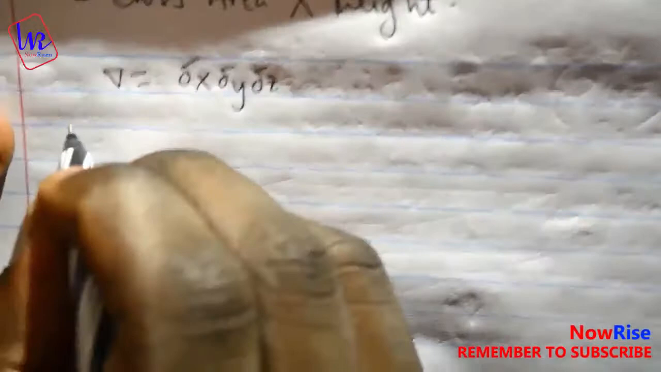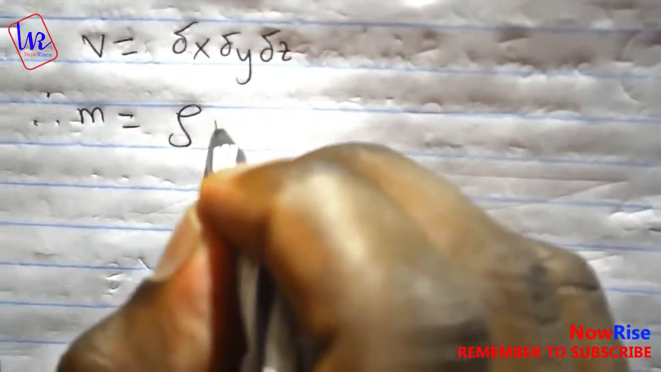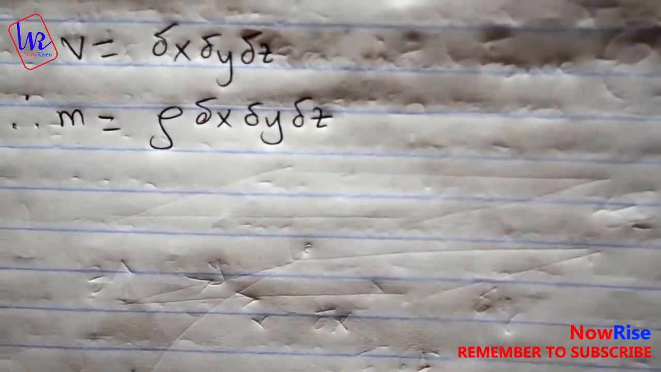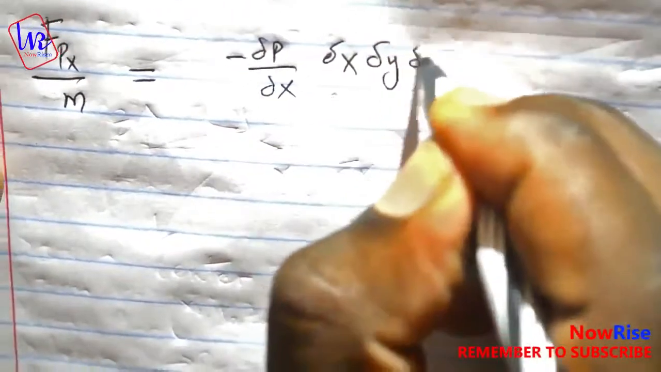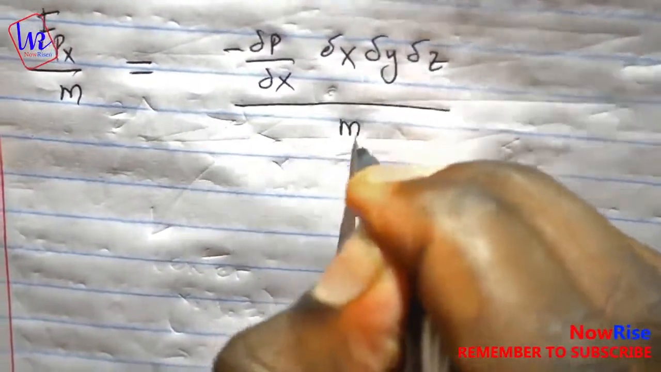So therefore mass will be given by, remember, density times volume, and our volume is change in x, change in y, and change in z. And we said that we need to get our force per unit mass. So we shall take our force at px divided by mass, which should give us negative change in p over x, change in z, change in y, and change in z. We divide by mass.